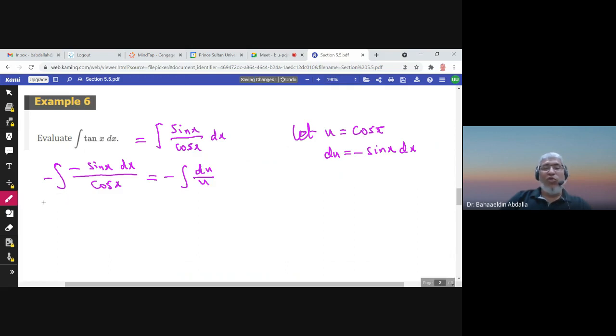Okay, so it would be integral du over u, or if you want, you can write it 1 over u du. The integral is ln absolute value of u plus c, and now you can go back and write the value of u, which is cosine x, plus c. So the integral of tan is negative ln cosine x plus c. You can take this negative up here.